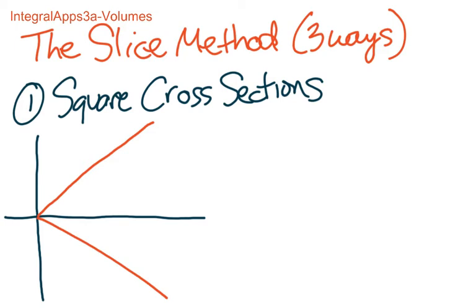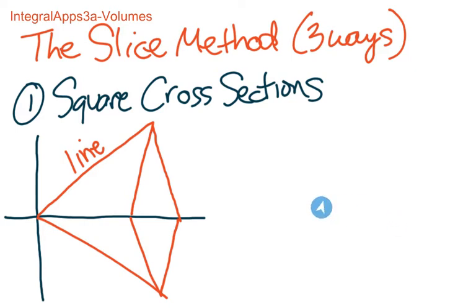So I just want to point out what that looks like. So if you have these two functions, let's call this just a line. So the question will say something like the cross sections are perpendicular to the x-axis. So if that's the case, we would sketch those like this. And basically, if you're looking at this from the right side, you see a square. It's basically a diamond from our perspective, but it really is a square because all of the sides are the same value.